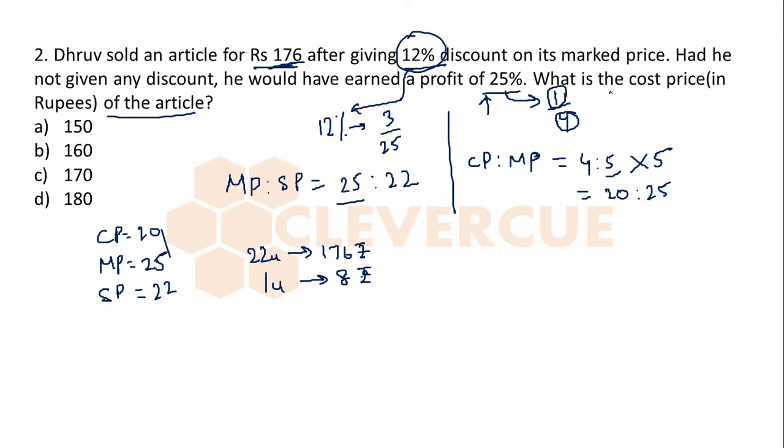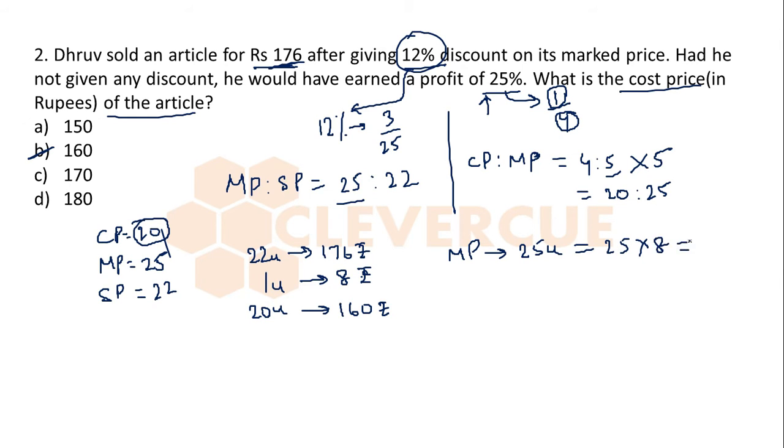Now we are asked the cost price of the article. The cost price is assumed to be 20 units. So if 1 unit is 8 rupees, then 20 units will be equal to 160 rupees. So option B is the right answer. Now see, if you are asked about market price, the market price will be 25 units, which is equal to 25 into 8 rupees, which is equal to 200 rupees.